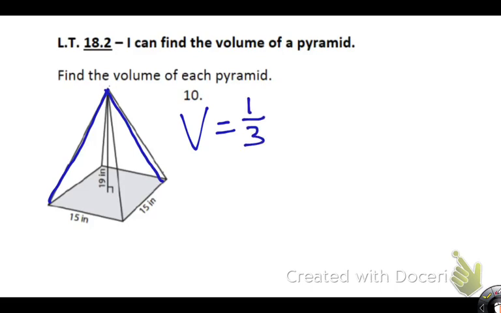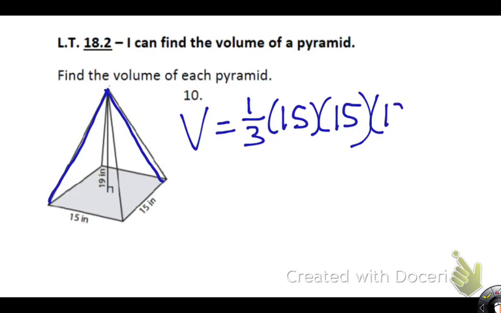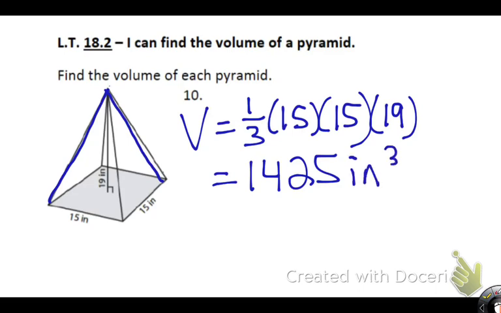The area of the base, it's a square, so we're just going to multiply 15 times 15, and then we're going to multiply by the height, which is 19. All right, so let's do that. So that would be 15 times 15 times 19. Now I'm going to multiply by 1/3, or I'm going to actually divide by 3. That's the same as multiplying by 1/3. I'm dividing by 3. So I got 1425, and that's cubic inches.